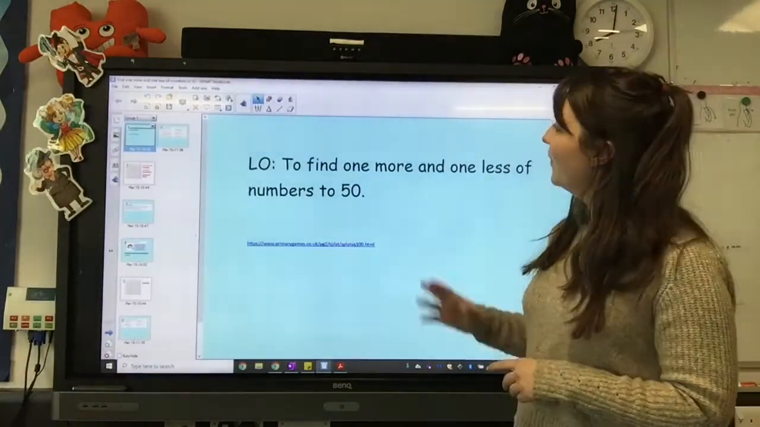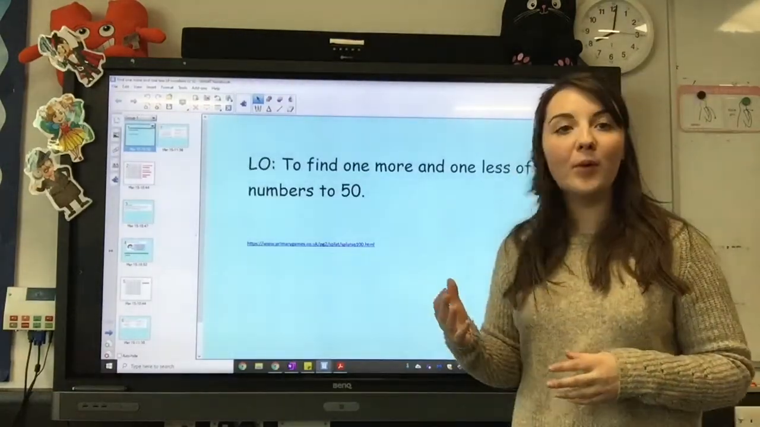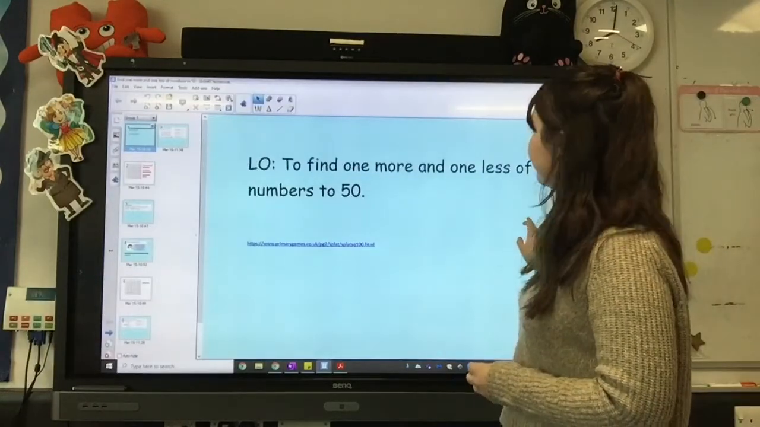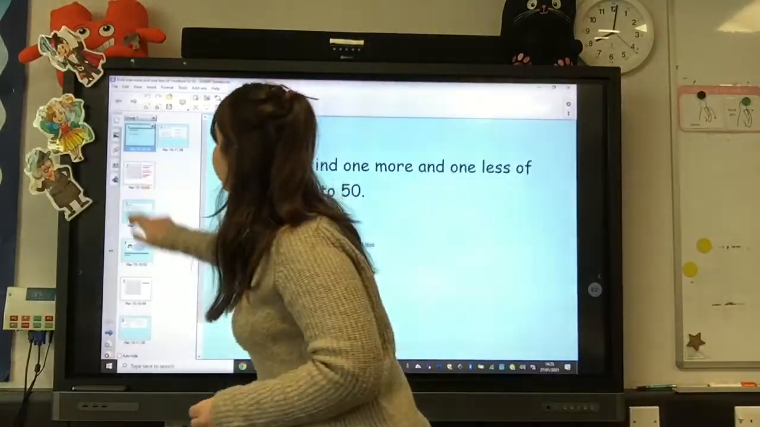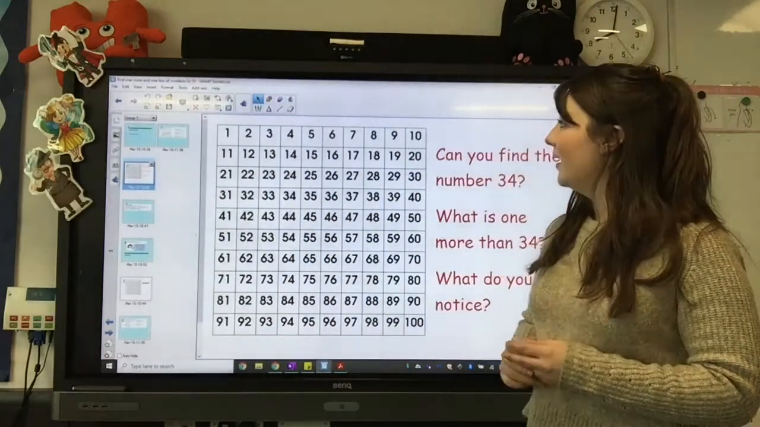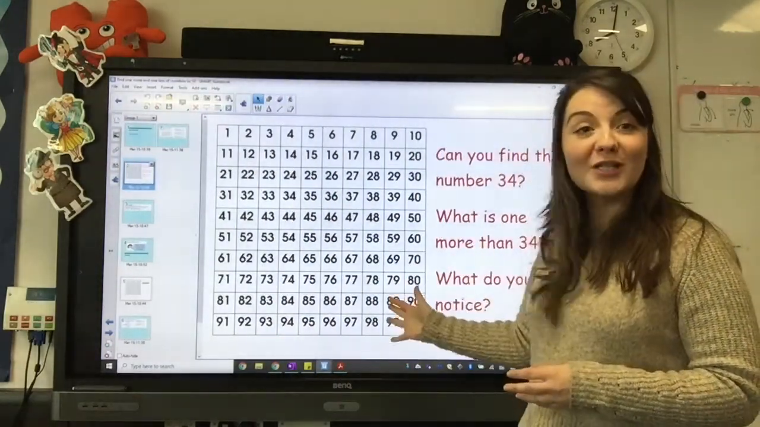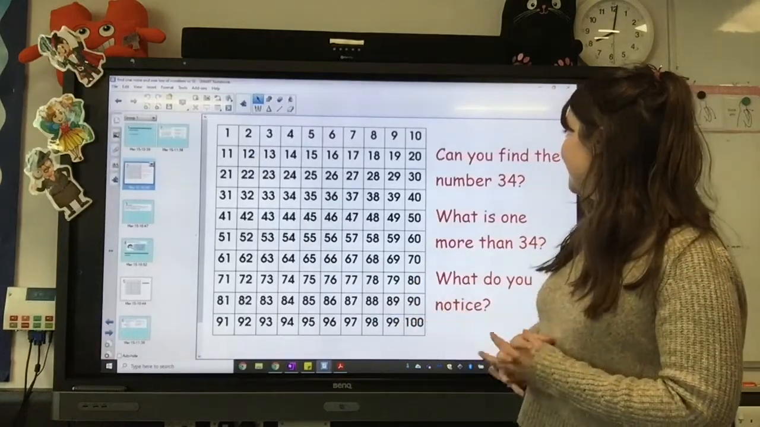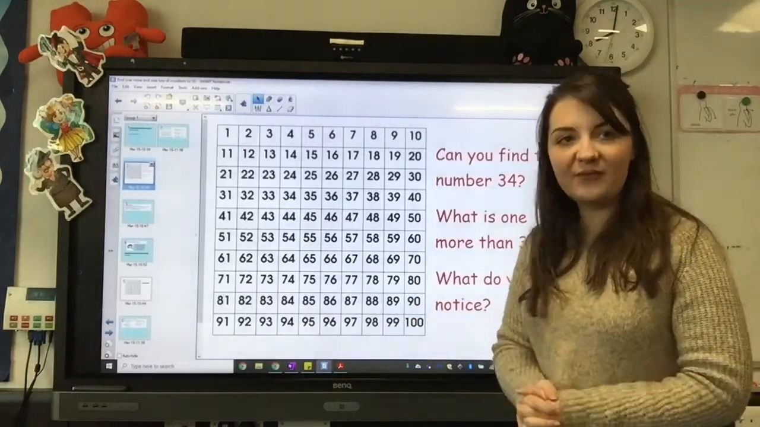Today's lesson, we're going to be learning how to find one more and one less than numbers up to 50. Okay, we have a 100 square on the board. Can you find the number 34?